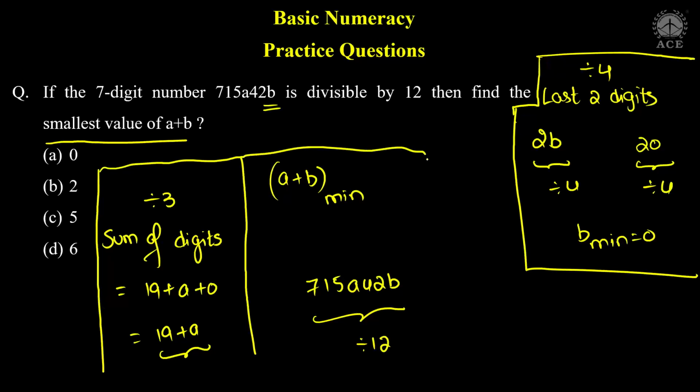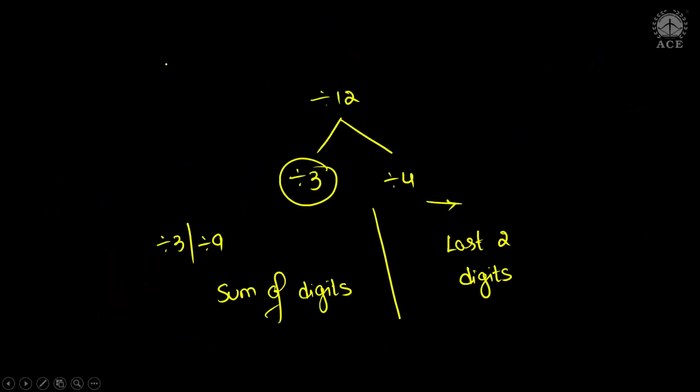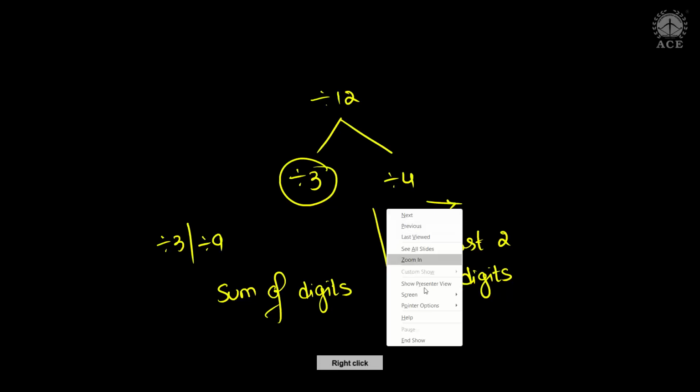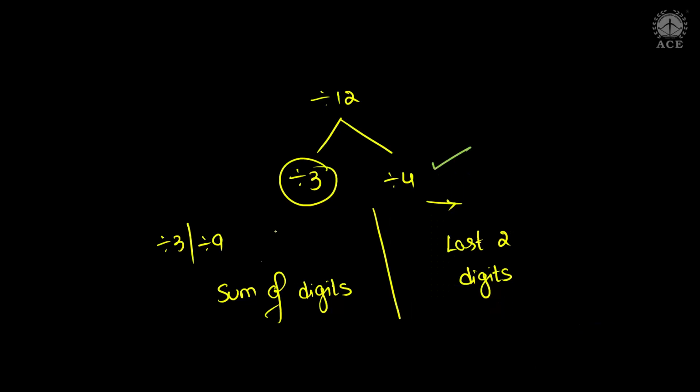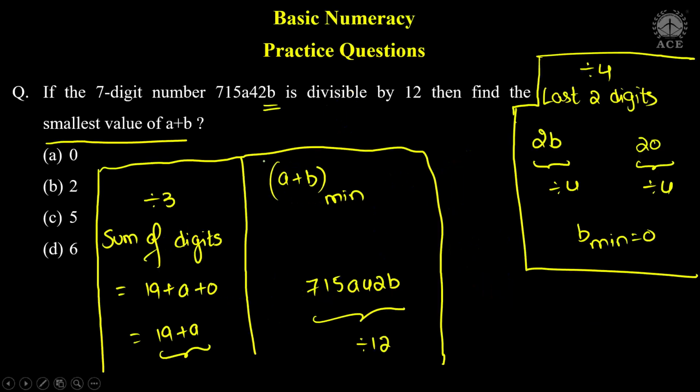Now here, a plus b minimum: divisible by 3, divisible by 4. Divisible by 4 we already checked and finalized that b minimum must be 0 to satisfy that. So divisible by 4 is completed. Now for divisible by 3, what should be the minimum value of a so that it is divisible by 3? A should be 2. 19 plus 2 is 21, and 21 is divisible by 3. So a minimum must be equal to 2.